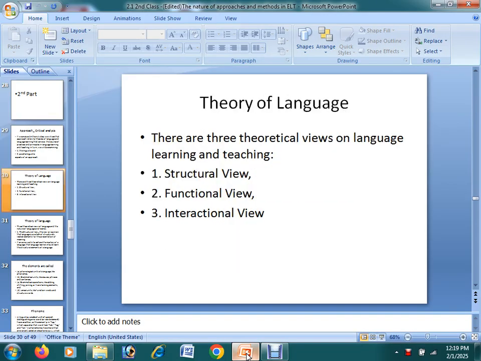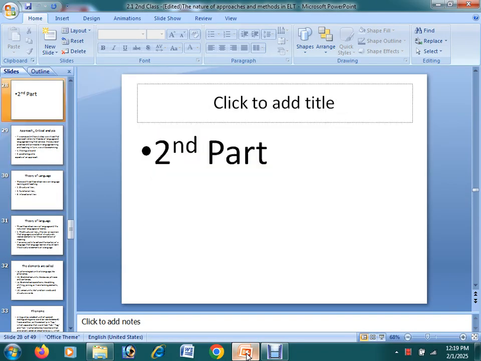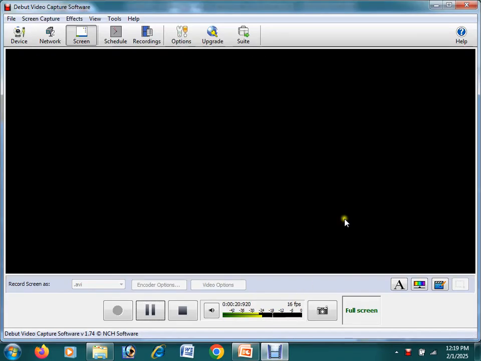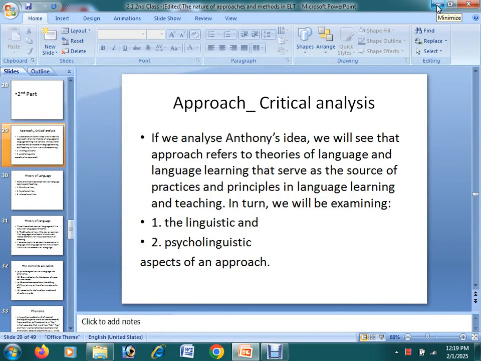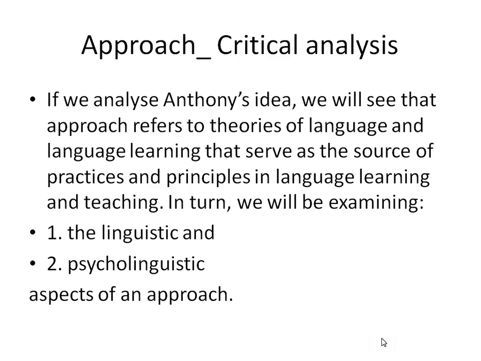So, understanding the approaches, methods and techniques in English language teaching, we will move forward to the other portion of English language teaching. If we analyze Tony's idea, we will see that approach refers to the theories of language.